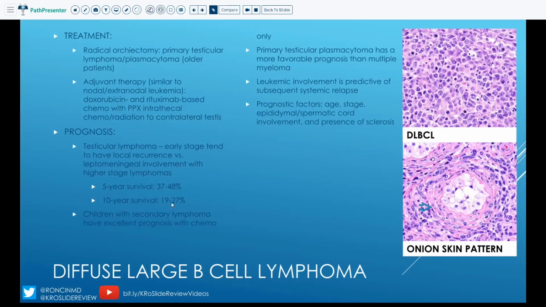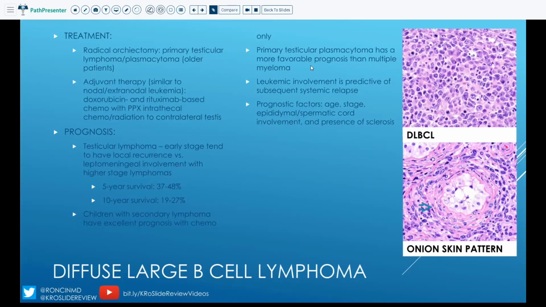Children who have secondary lymphoma, however, do very well with chemotherapy. And only chemotherapy. Remember, orchiectomy is something that we'd consider doing in an older adult. If we're looking at plasmacytomas, primary testicular plasmacytoma is more favorable than patients who have multiple myeloma. So multiple myeloma with secondary involvement of the testis would have poor prognosis.